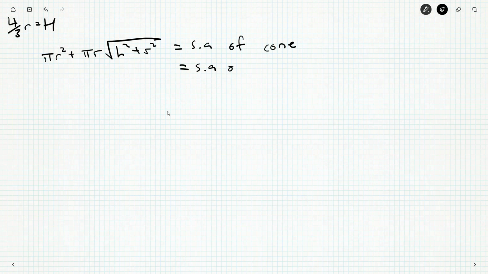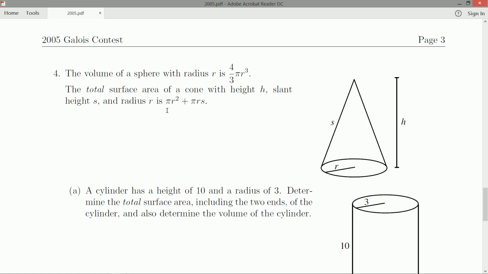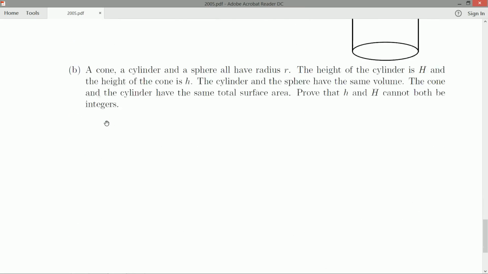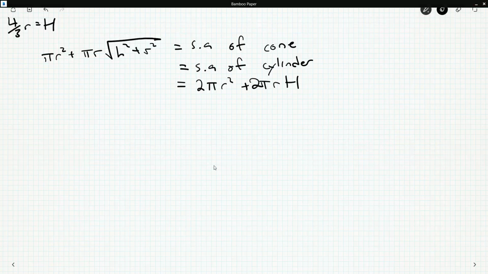but we're told that that's the same as the surface area of the cylinder, which is 2 pi r squared plus, oh, 2 pi r capital H. Okay, so, yeah, same total surface area. So what can we do? Well, we can clean up a little bit.